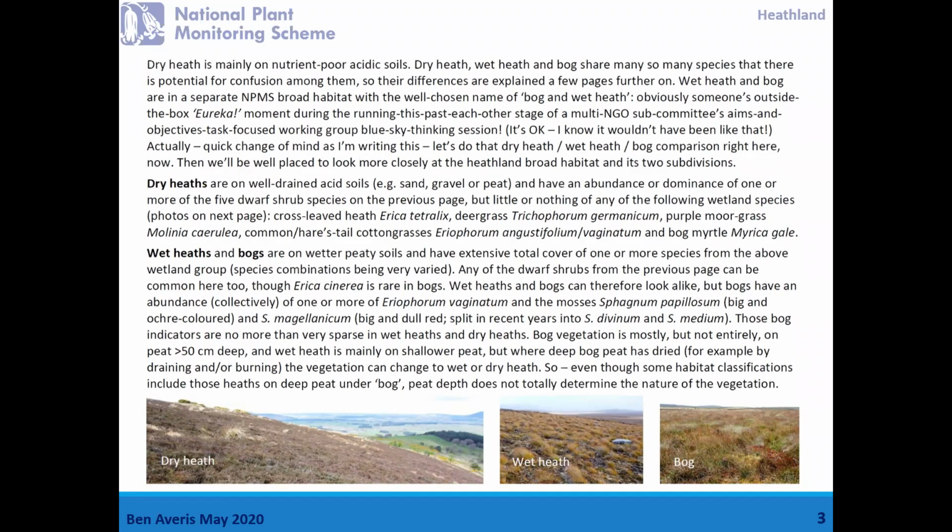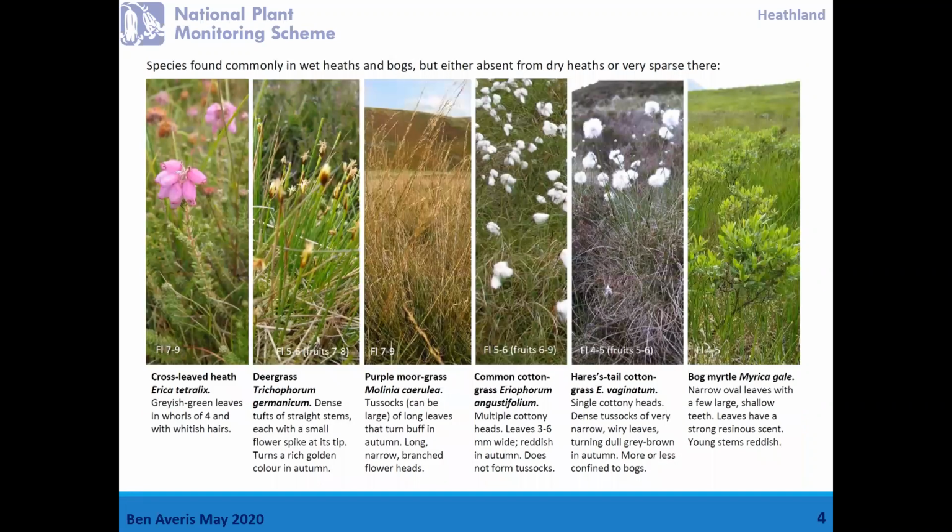So we can go on from here to the next page and see what that little group of species is. It's handy to keep in mind that we don't want to be seeing too much of these if we're going to call the habitat this current heathland habitat. So first is cross-leaved heath, which is a bit like bell heather, but its leaves are in whorls of four, not three, and they look a bit more of a greyish colour because I think they actually are a bit of a greyish colour, but also they've got little white hairs along the edges, which from a bit of a distance makes them look a bit greyer anyway. And the flowers are a paler colour, and that likes wet, peaty places, wet heaths and bogs, really.